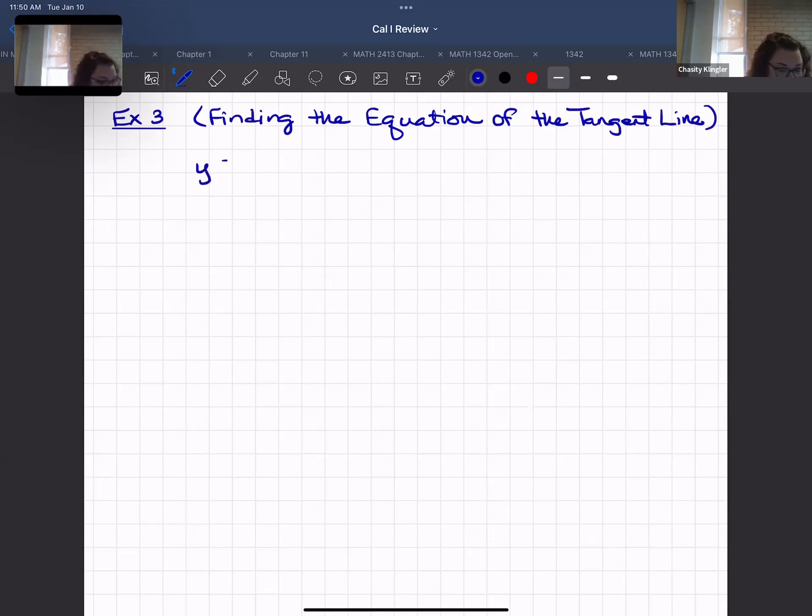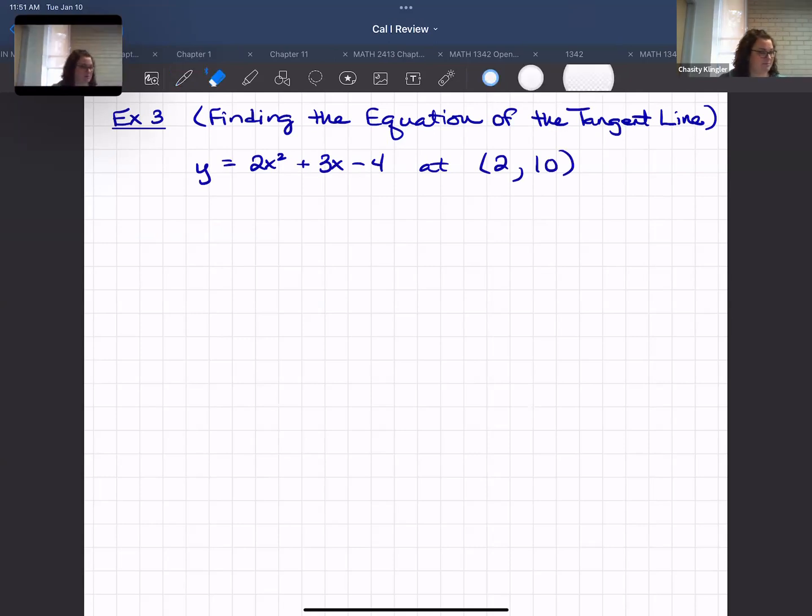Okay, so say I've got y equals 2x squared plus 3x minus 4, and I want to find the equation of the tangent line at the point (2, 10). Without graphing this, I know that's a parabola, right? Somewhere, it's a U. Say (2, 10) is right here. My tangent line is just going to touch at that point. So I'm looking for that equation.